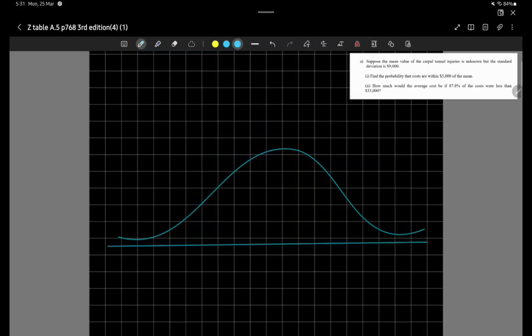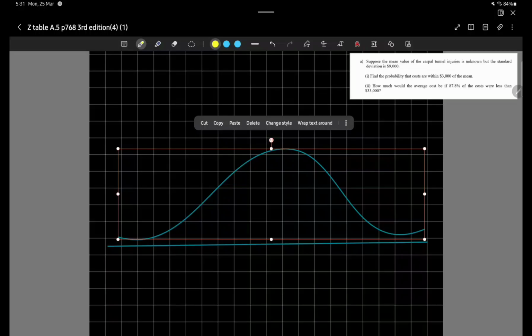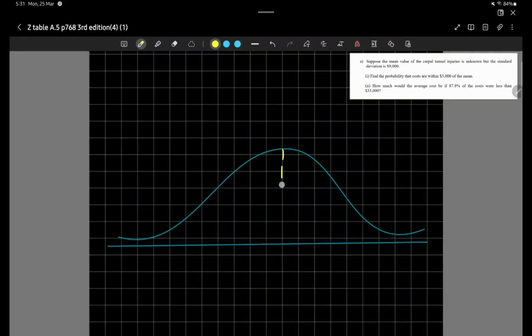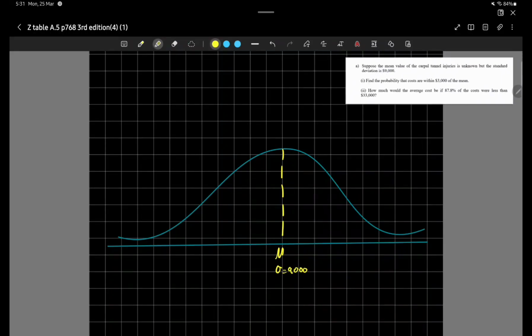We have the question: how much would the average cost be if 87.8% of the costs were less than $33,000? So we're trying to figure out how much the average cost would be. In other words, we're trying to figure out mu, where the standard deviation is still $9,000.